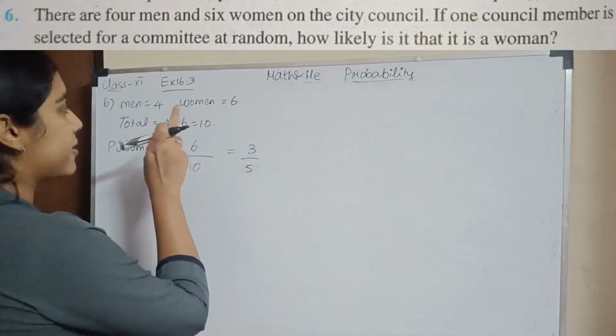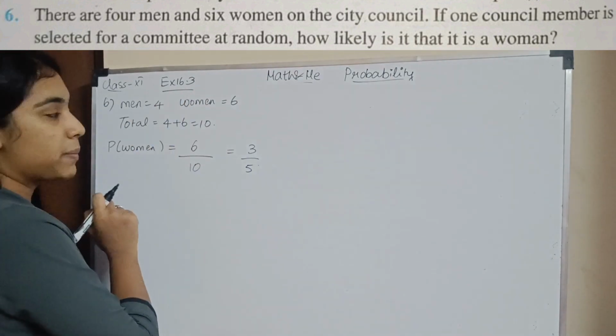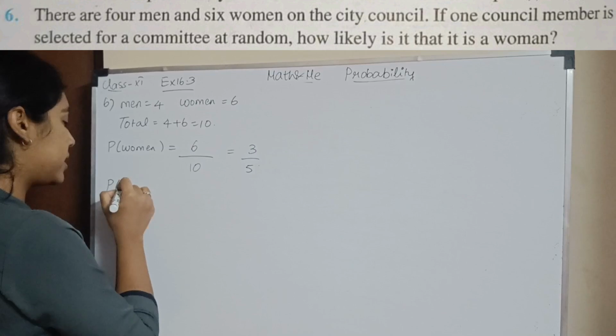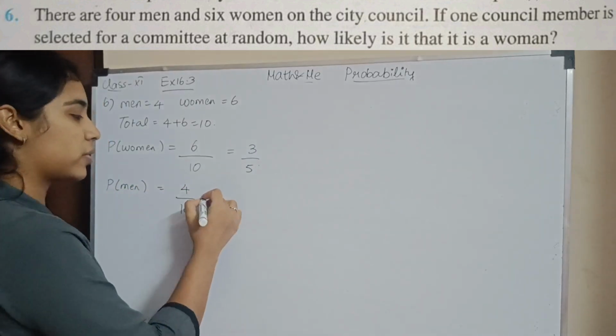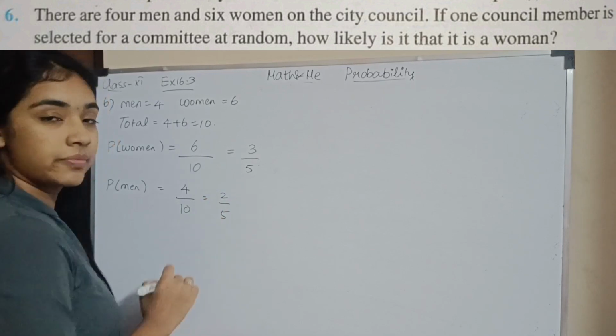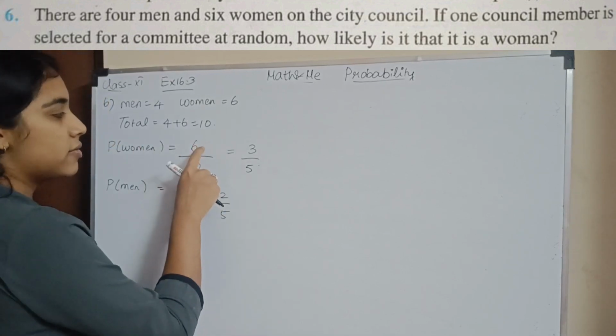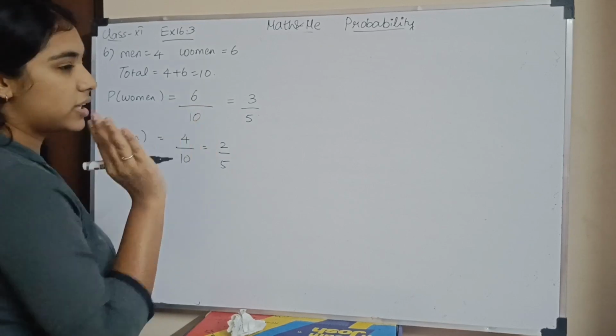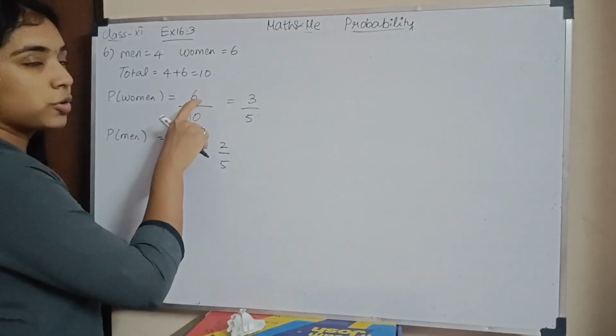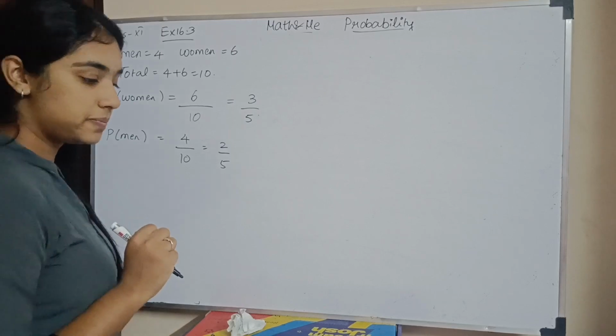You understand? There are 6 women and 4 men. Now if I want a man, what should I do? The probability that I need only a man means I need any one person from these 4 men. So it will be 2/5. I want one woman from these 6 people out of 10 people. Okay? 10 is the general total, but when a woman is needed, you have to go for the favorable outcomes. Okay?